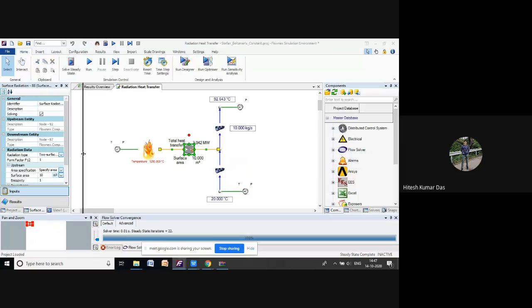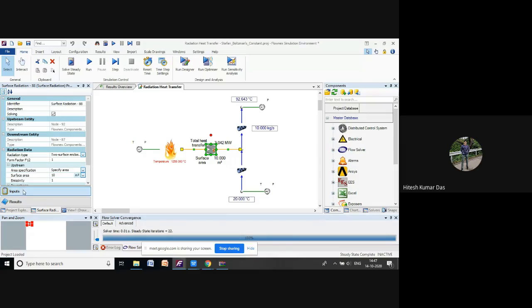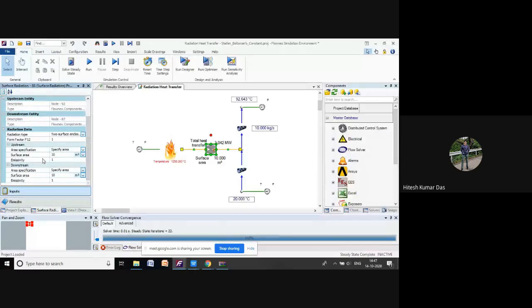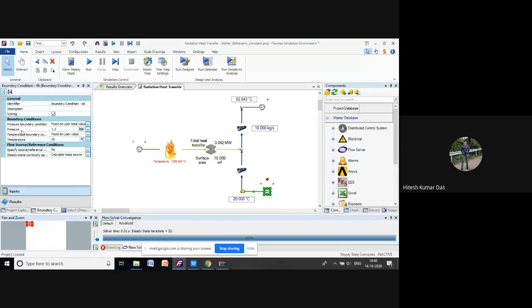For this, you can see in our network, on the left hand side in the input window, the form factor F12 we have assigned as 1, and the heat transfer surface area we have assigned as 10 meter square, as mentioned in the problem statement. Next, water is flowing from this side to this side. For the water inlet, we have assigned pressure as 1.2 bar and temperature as 20 degrees Celsius.